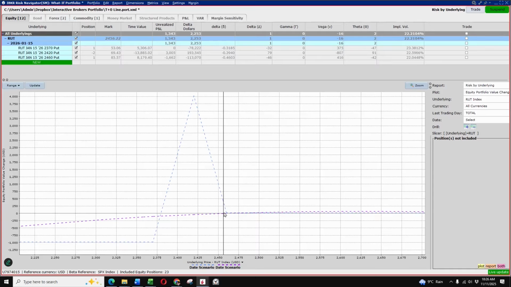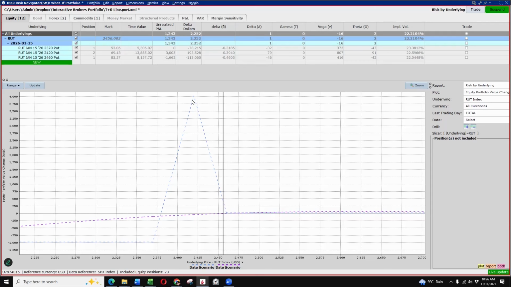We can see this T+0 line here is very, very flat. Not much is going to happen in this trade between about 2,400 and almost anything on the upside. Doesn't matter how high the Russell's going to go. There's really no risk on the upside. So very, very slow moving, low gamma trade. So that's indicated there by that T+0 line.